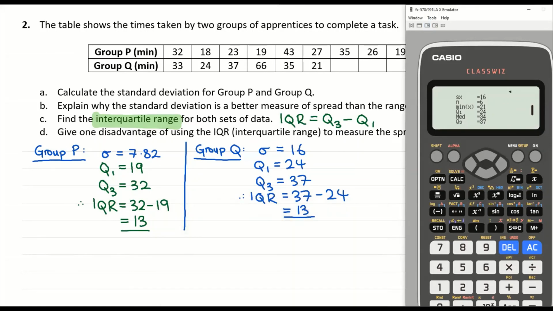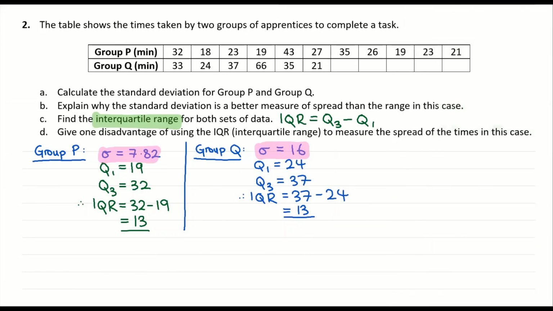So for part A, we've calculated the standard deviation for both the groups. If we compare them, just out of interest, look at the massive difference here between the populations. And granted, we've got less information for group Q, which can be a handicap, as we'll see in a minute. So for part B, why is the standard deviation a better measure of the spread than the range in this case?